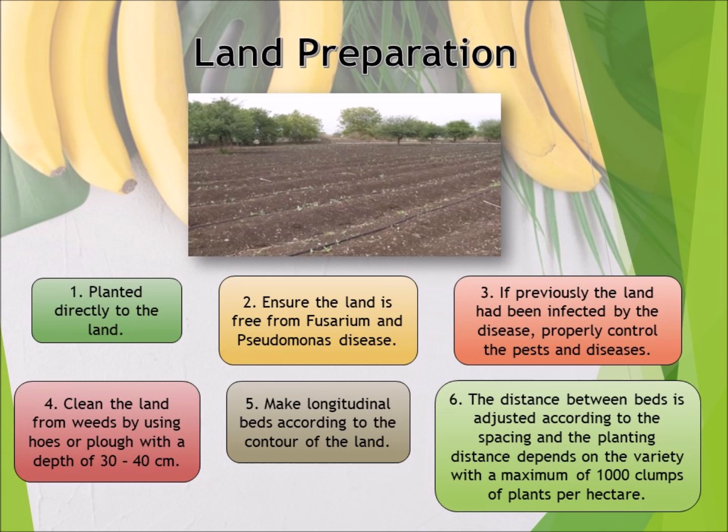After that, make longitudinal beds according to the contour of the land. The distance between beds is adjusted according to the spacing, and the planting distance depends on the variety, with a maximum of 1,000 clumps of plants per hectare.